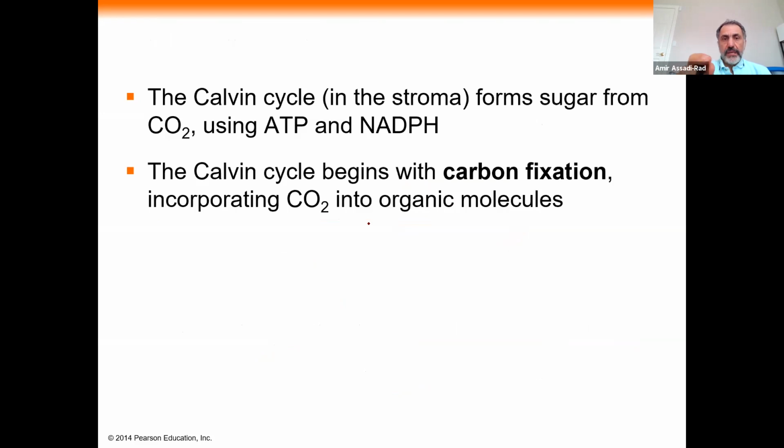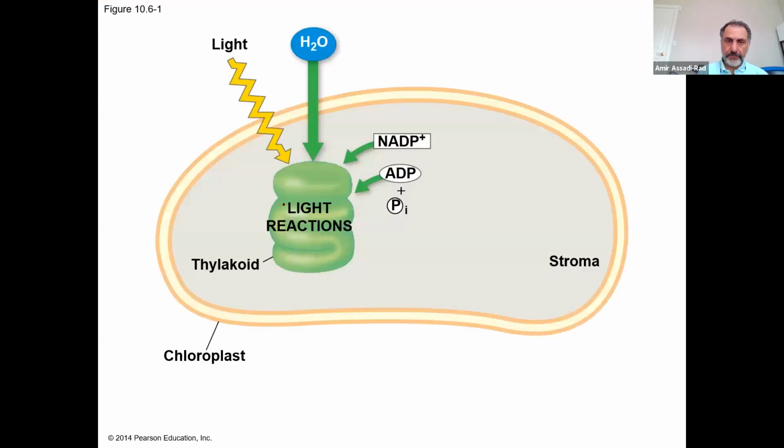So the Calvin cycle forms sugar by using carbon dioxide, of course, from the air, and using ATP and NADPH. These two are high energy molecules. The Calvin cycle is the carbon fixation. Make sure you know that term: incorporating carbon dioxide into an organic molecule.